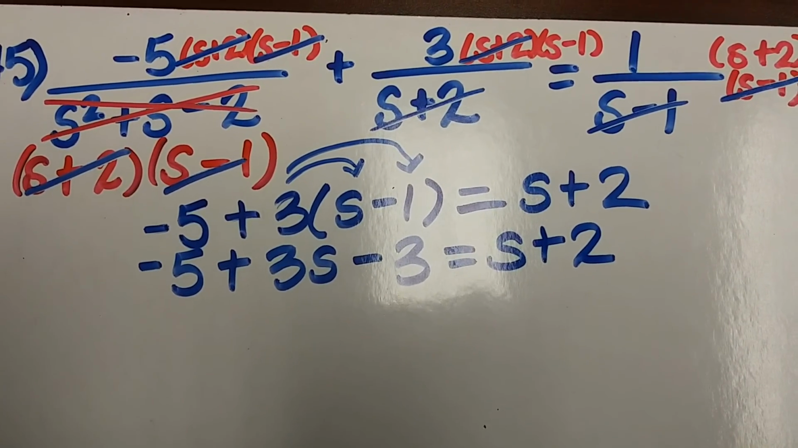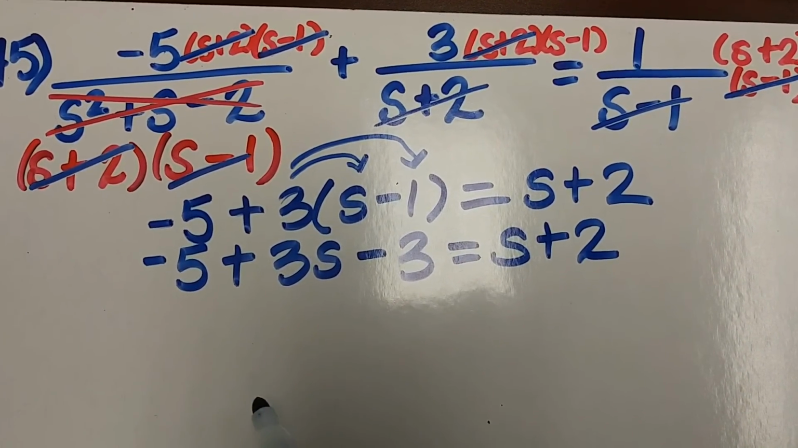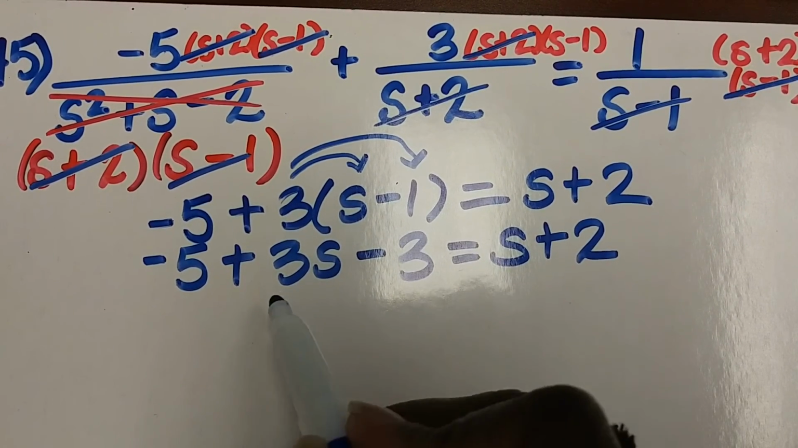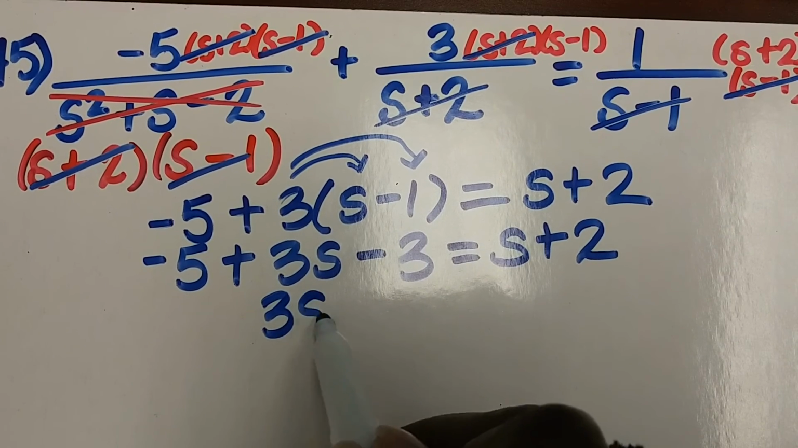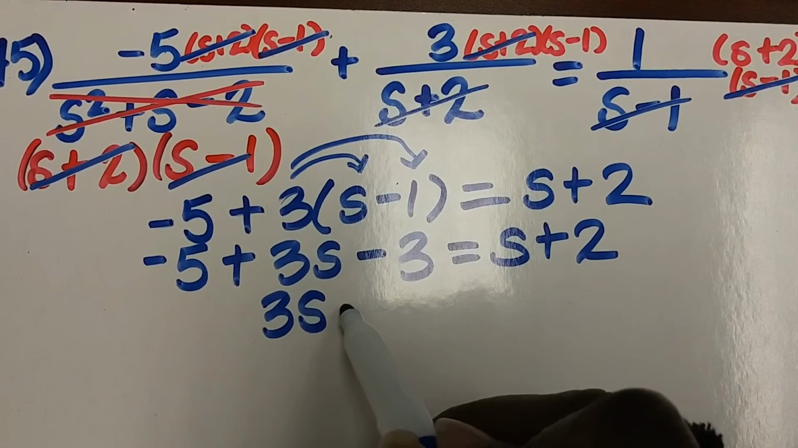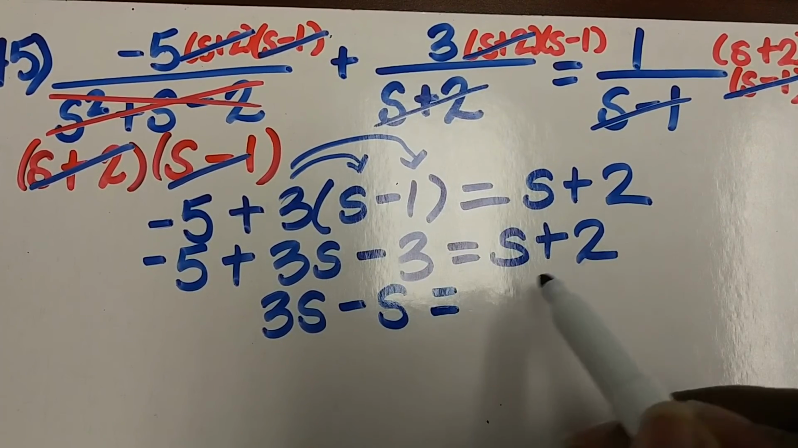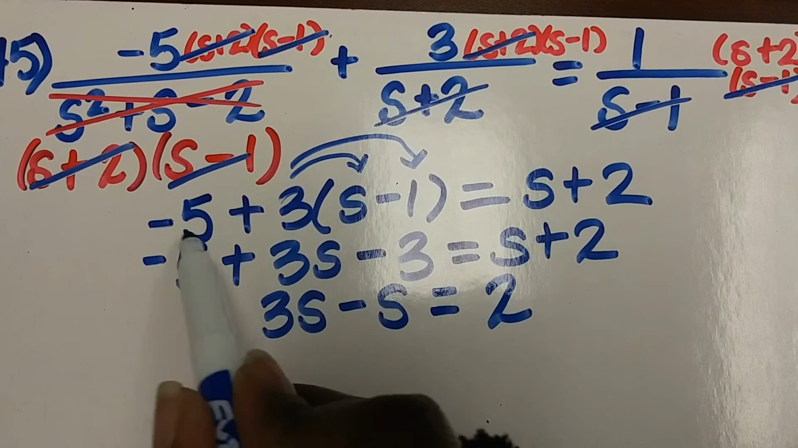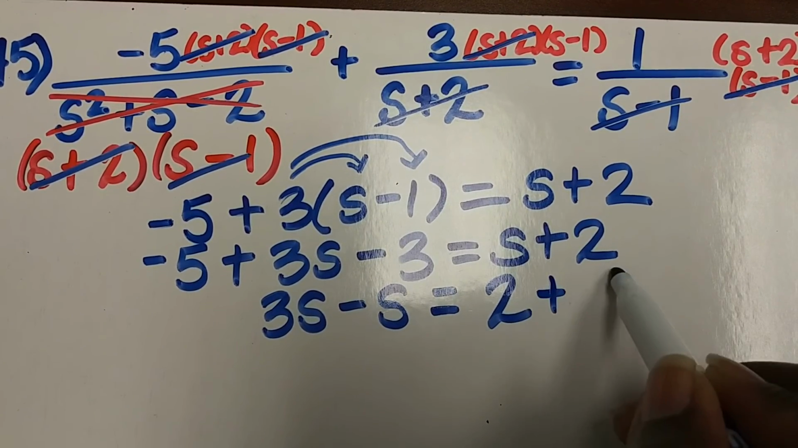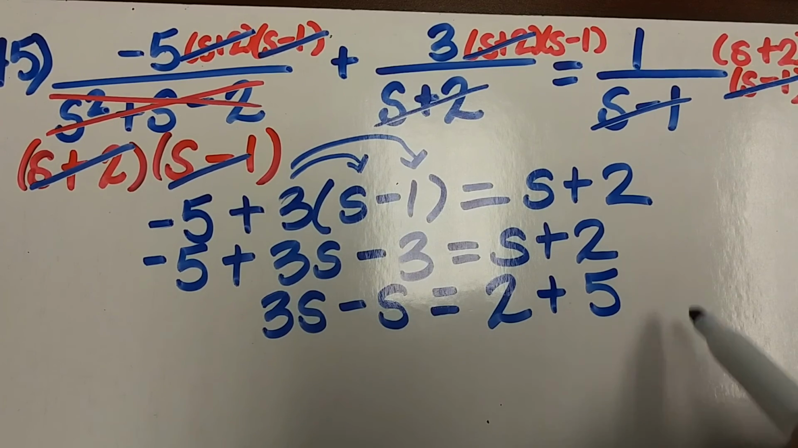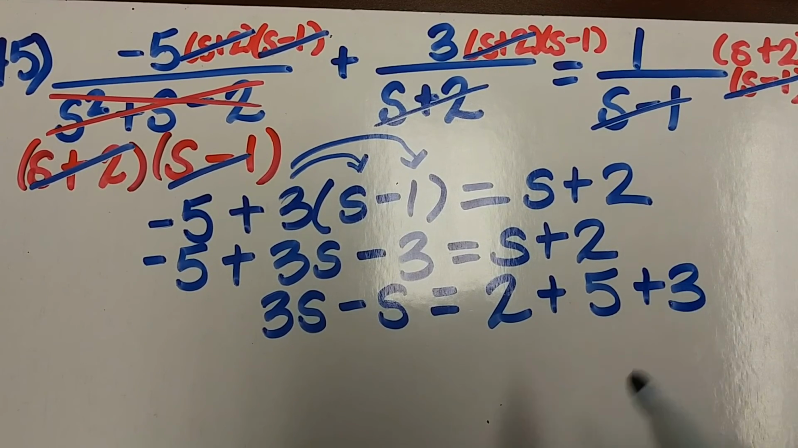You are to solve for x, so we have to be very comfortable with getting x by itself. I'm going to move some things around. I have 3x. If I move positive x to the left, it becomes minus x. Bring down that 2. If I move minus 5 to the right, it becomes plus 5. If I move minus 3 to the right, it becomes plus 3.